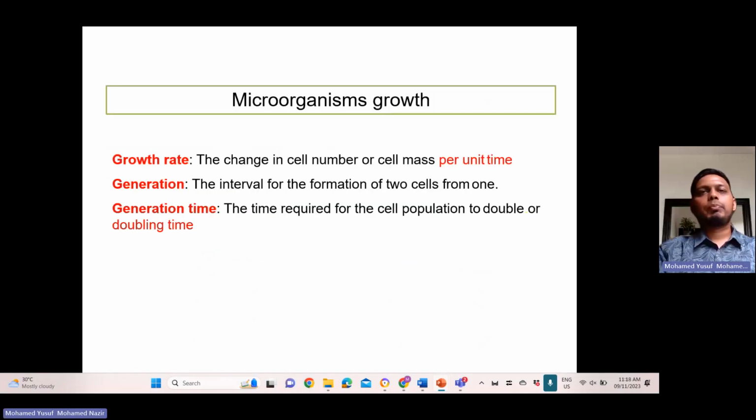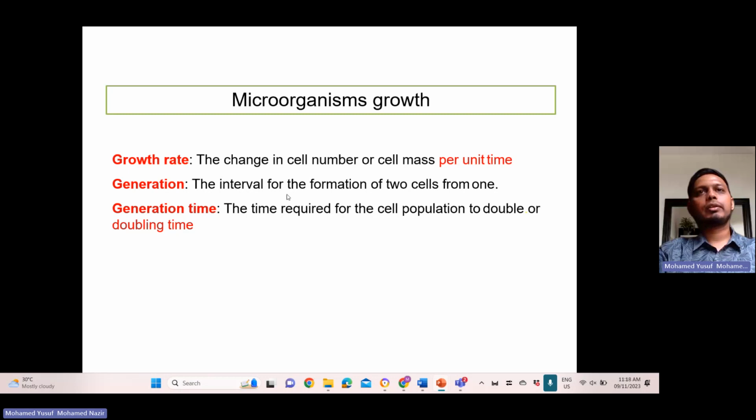Okay, so for microorganism growth, there are some terms that are considered important. Firstly is the growth rate, which reflects the change in cell number or mass per unit time. And then there is also a term called generation growth.